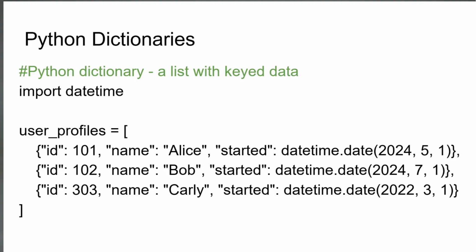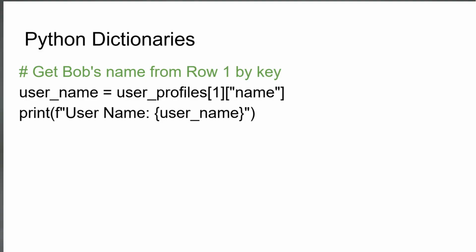So if we did something like user profiles, the first would be ID 101. The person's name is Alice. The started column is going to be a date that they started. And so if we create a dictionary, we now have the ability to print by reference. Okay, so username equals user profile 1 name. Okay, so row 1, the name was Bob. And so if we print that out, we'll get Bob.